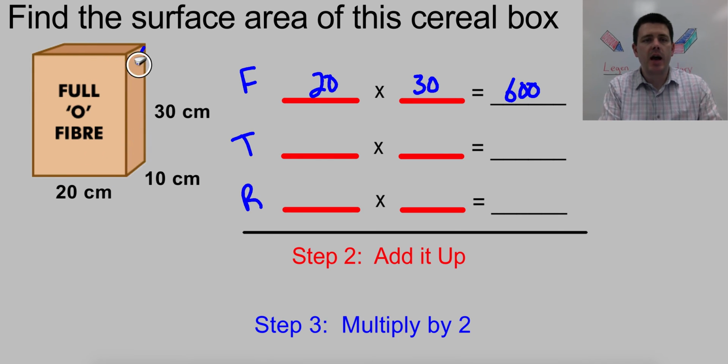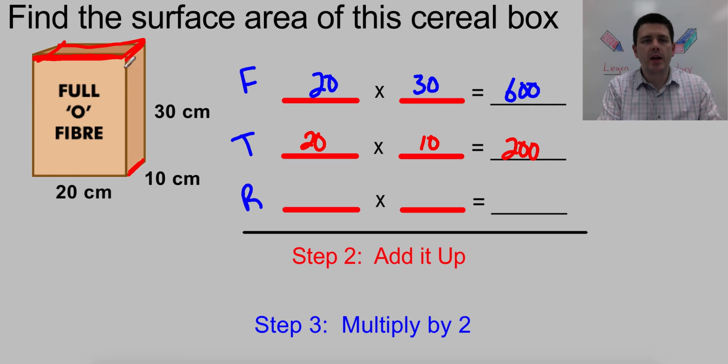Now I want the top. So here's the top. Again, it's a rectangle. Here's one measurement, that's 20. Then this shorter edge here matches this shorter edge here, which is 10. 20 times 10 is 200.